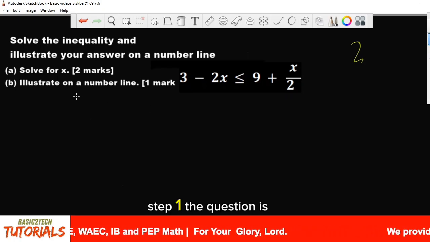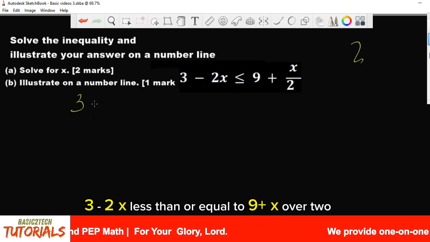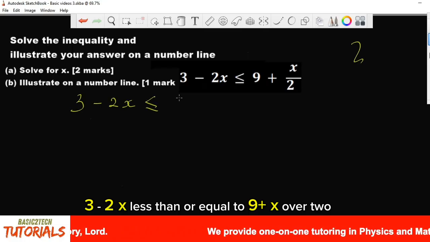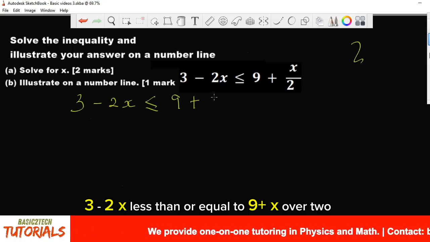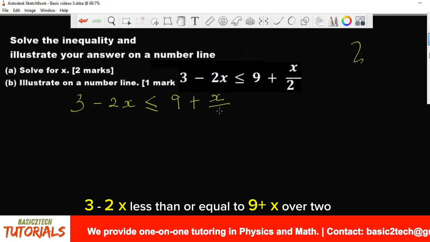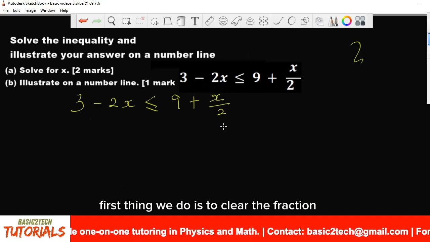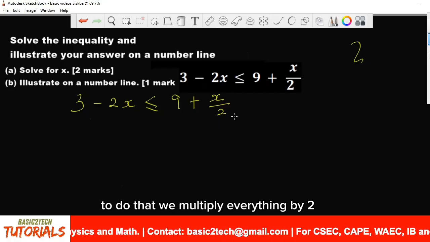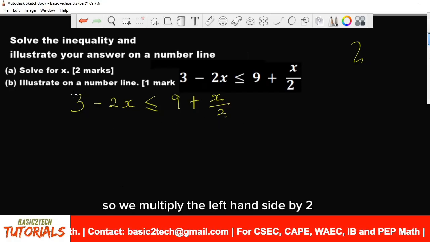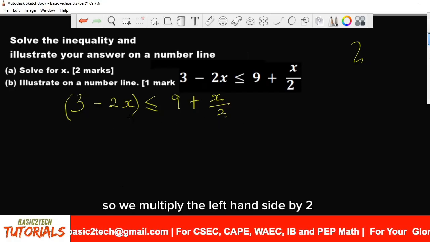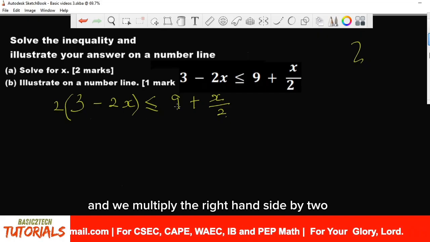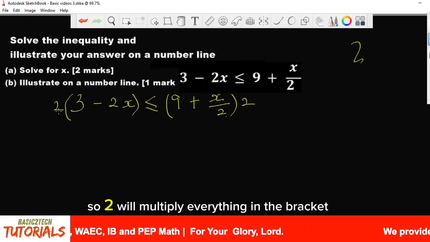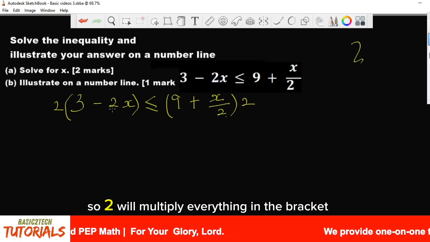Step 1, the question is 3 minus 2x less than or equal to 9 plus x over 2. First thing we do is to clear the fraction. To do that, we multiply everything by 2. So we multiply the left-hand side by 2, and we multiply the right-hand side by 2. So 2, we multiply everything in the brackets.